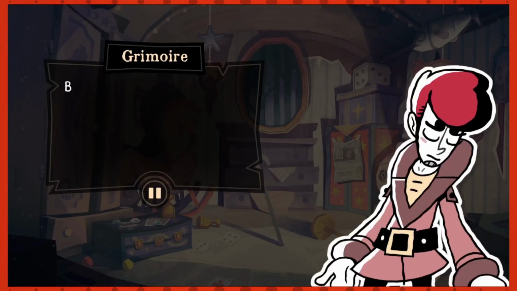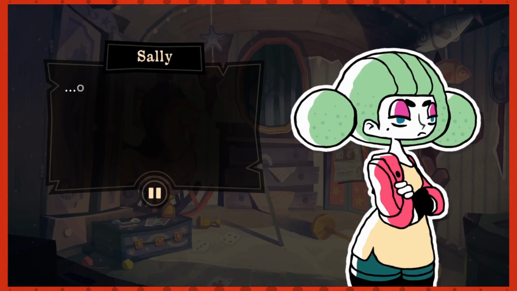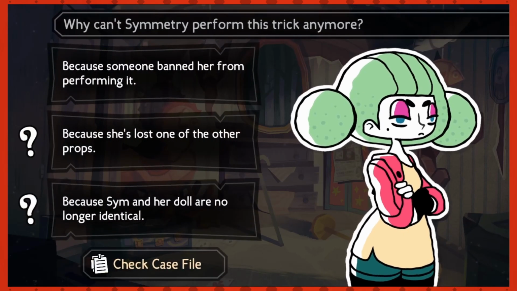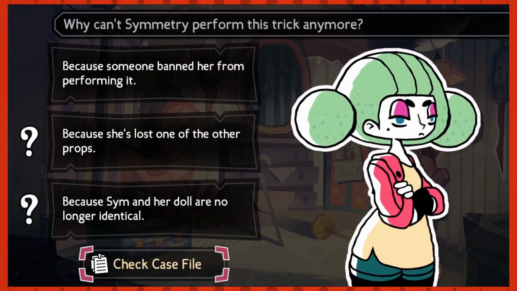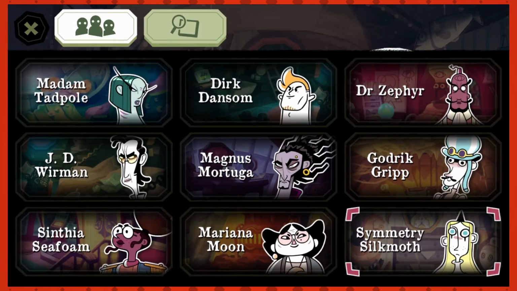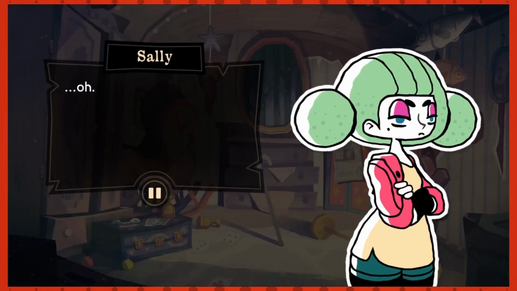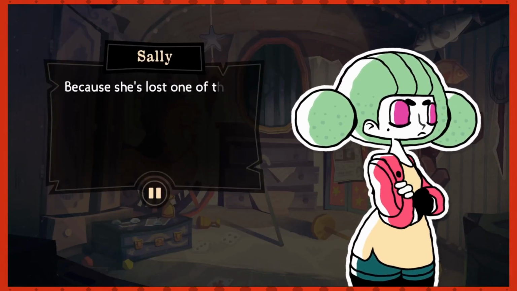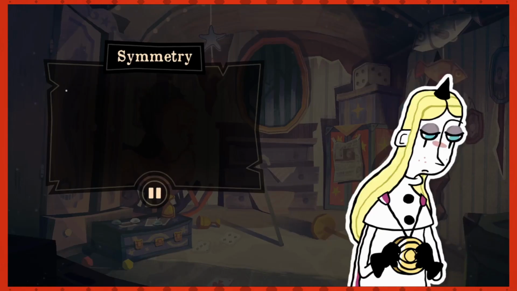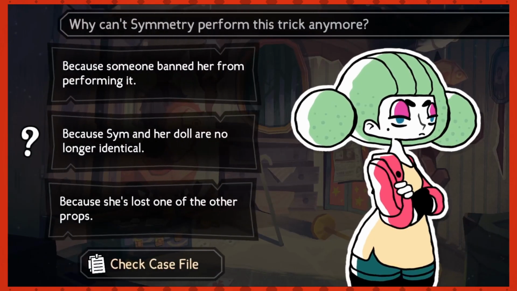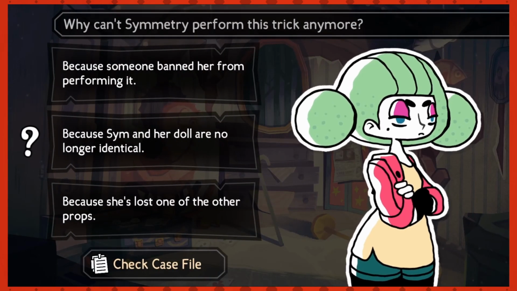Nope. You misunderstand. But why not? I thought it would be because the other... Oh. This is again a thing about semantics. Like, Sim and her doll are no longer... That is true. She doesn't have the cheek marks. Okay. Because she's lost one of the other props. Nope. You misunderstand. But why not? Okay. Now I'm getting annoyed. Now there's a bunch of semantic bullshit. Nope, I just pressed the wrong thing. Oh my god.